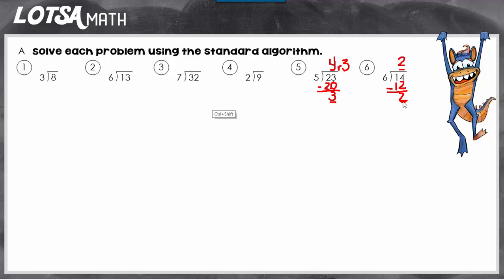And the last thing is to bring this 2 somewhere. I can either bring another digit from the dividend down, but there isn't one, so I'm going to take this 2 and bring it up to be the remainder. So my answer is 2, remainder 2.